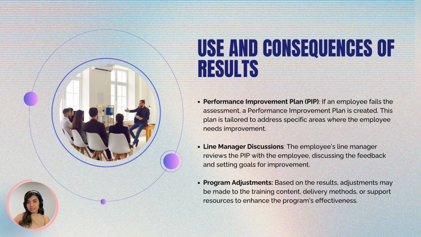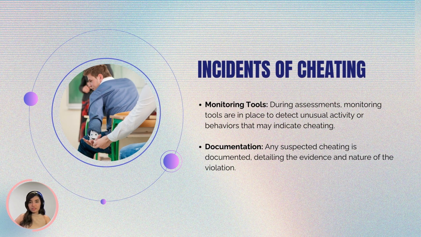We have the performance improvement plan, or the PIP. If an employee fails the assessment, a performance improvement plan is created. This plan is tailored to address specific areas where the employee needs improvement. The employee's line manager reviews the PIP with the employee, discussing the feedback and setting goals for improvement. Based on the results, adjustments may be made to the training content, delivery methods, or support resources to enhance the program's effectiveness. Next one is the incidence of cheating.